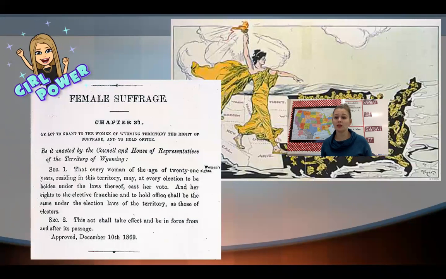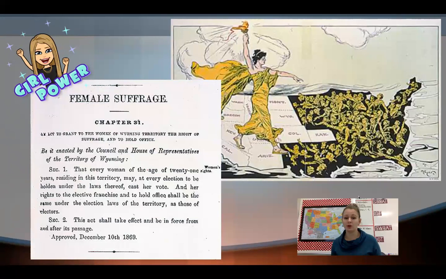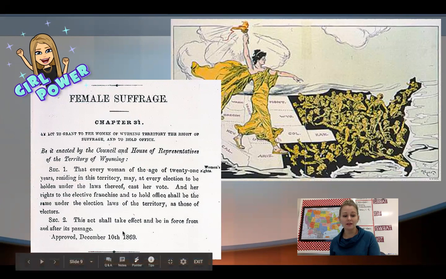One of the other reasons that I told you that people were going out west was specifically women in these Western states. A lot of them were able to vote. So you can see this is from the state of Wyoming. And it says that every woman of the age of 21 years residing in this territory may at every election to be holden under the law thereof, cast her vote. So this was in 1869.